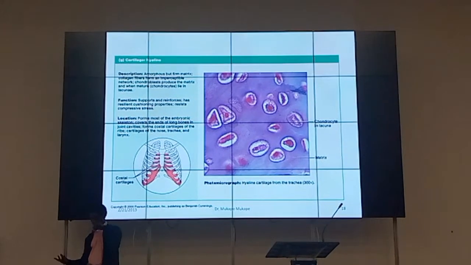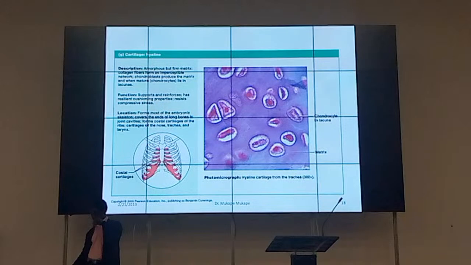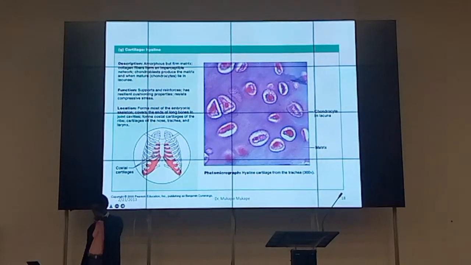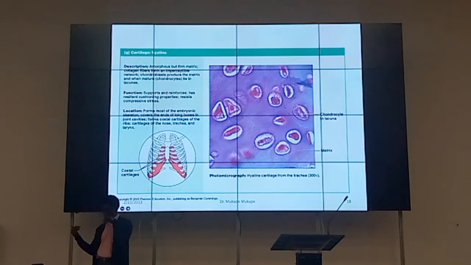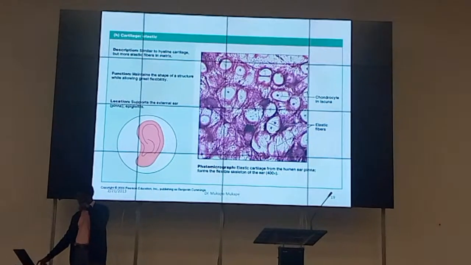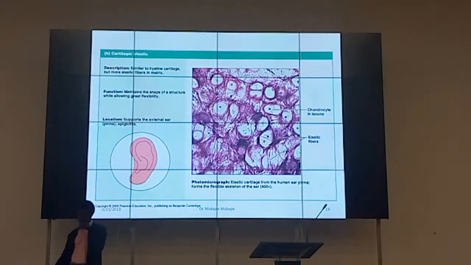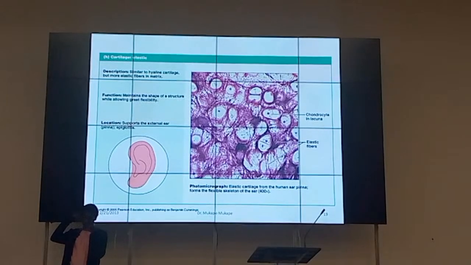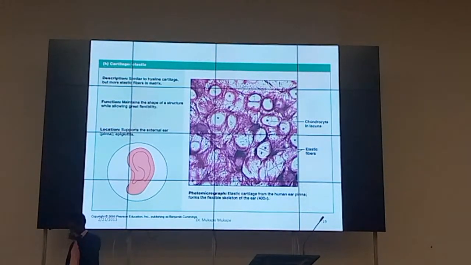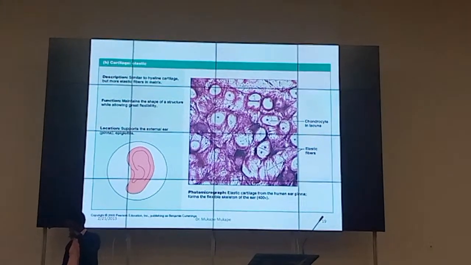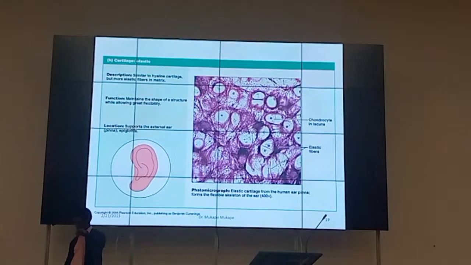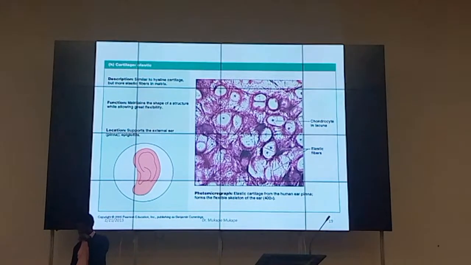Okay, this is hyaline cartilage. Of course, I already highlighted the costal cartilages. We find hyaline cartilage; it looks like this, but you are going to read this under cartilage. Elastic cartilage, a good example, is the ear. The pinna of the ear is basically elastic, as well as the epiglottis. The epiglottis is another example.